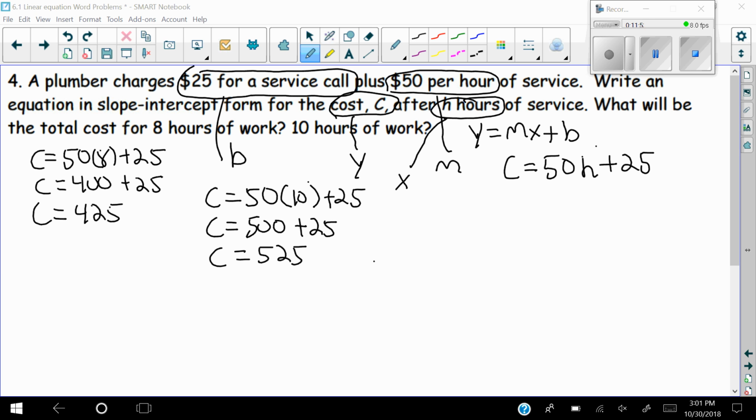So this is solving a linear equation and word problems. Again, it makes it easier if you label each piece and say what it is. So find your B, find your Y, find your X, and find your M, and plug those in so it makes it extra easy to solve the problem.